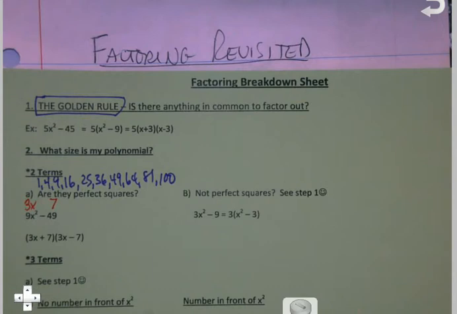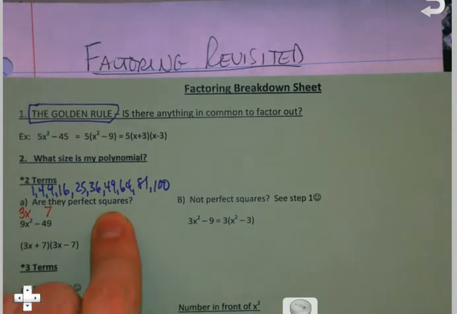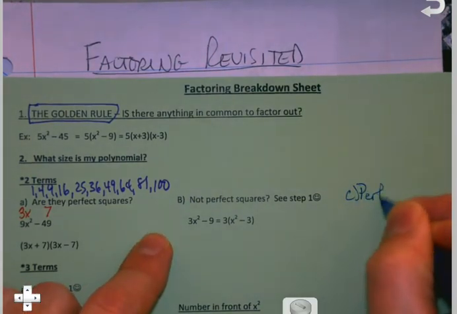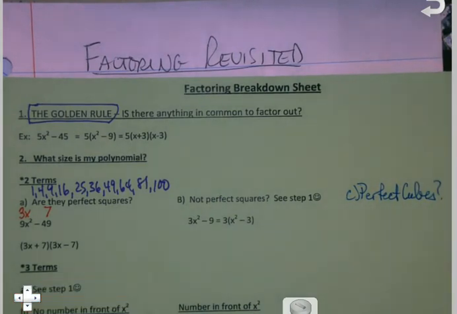Okay, if they're not perfect squares once I take it out, it may just be the common factor, and that's all I can do. But there is one part we added last time that I did not put on my breakdown sheet, so we probably need to add this. We talked about perfect squares here. Well, what about if they are perfect cubes? Okay, so we have played with that before. So, okay, reminder, what's that mean? What would that look like?